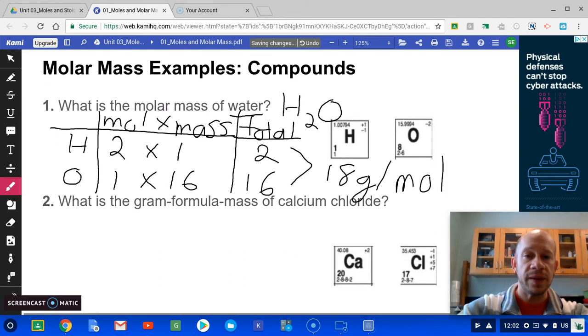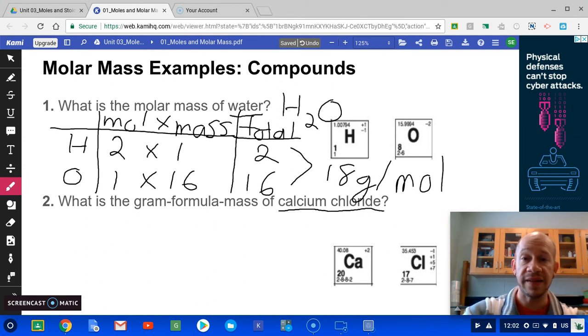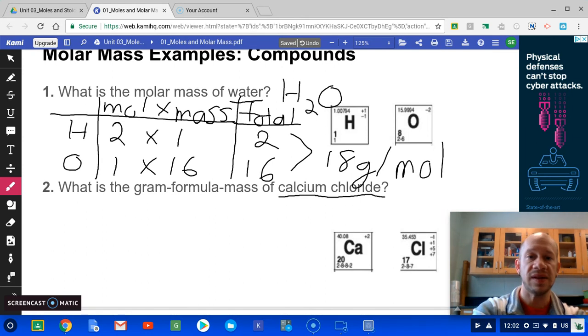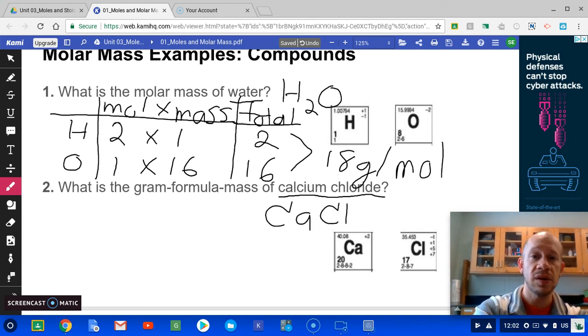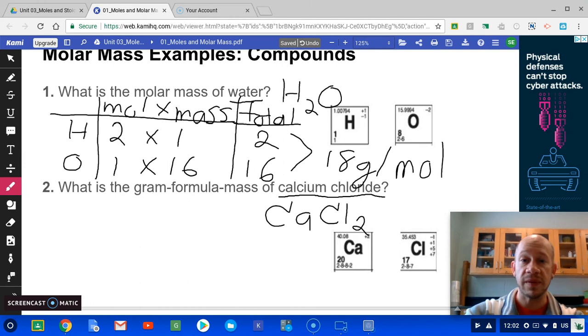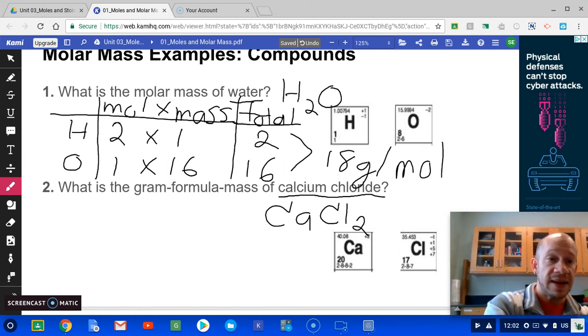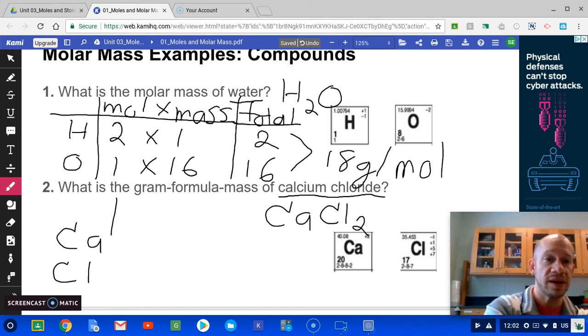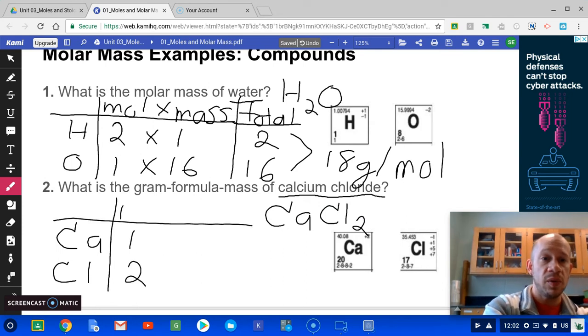What is the gram formula mass of calcium chloride? So having not done a lot of the chemical formulas, I will tell you calcium chloride is going to be CaCl2. So you will have to learn how to get the formula from a name later. Using my same chart method, I have 1 calcium and 2 chlorines. So 1 and 2. And those are the number of moles I have of each times their mass.